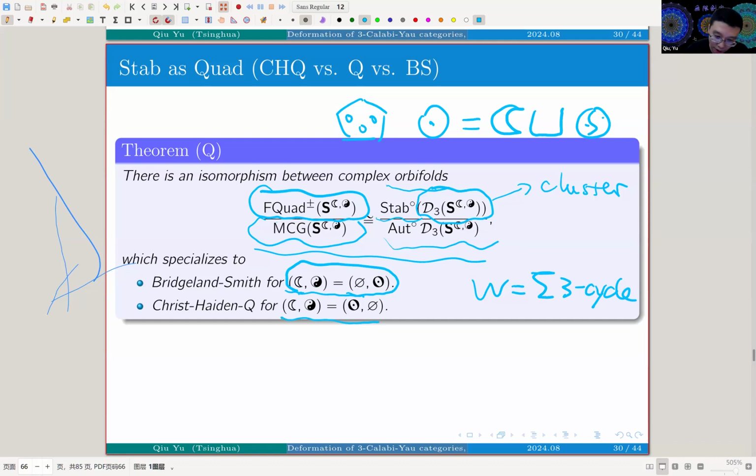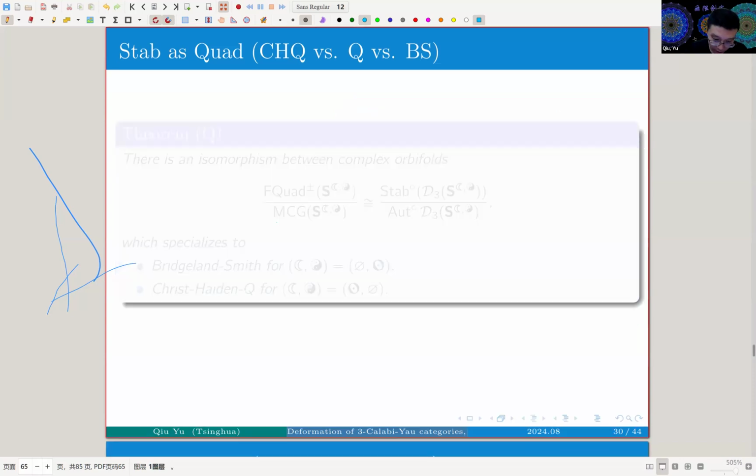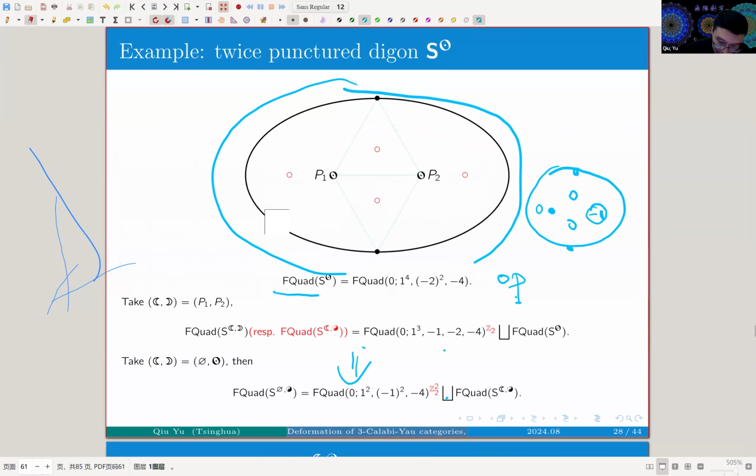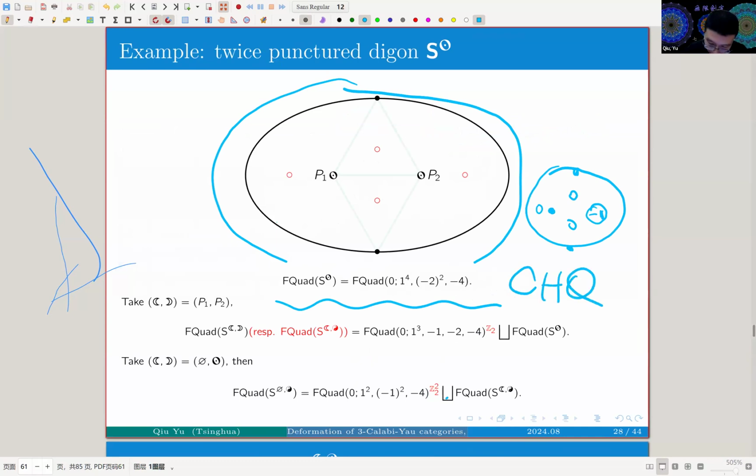But then the model space in that story is the top stratum I mentioned before. So basically, in this example, what I'm saying is this one corresponds to CHQ's theorem, and this one corresponds to Bridgeland and Smith. And the one in the middle is in my new preprint.